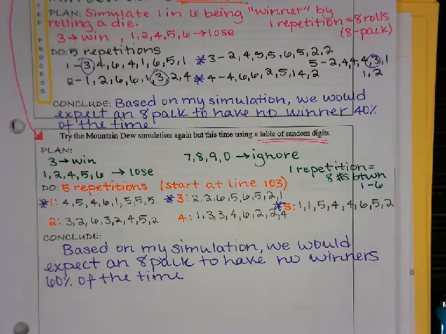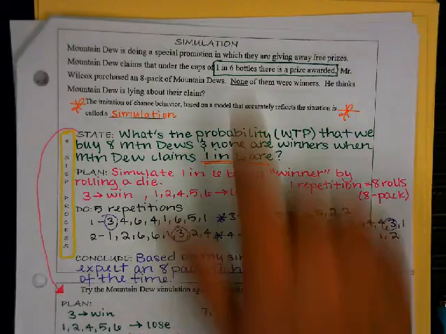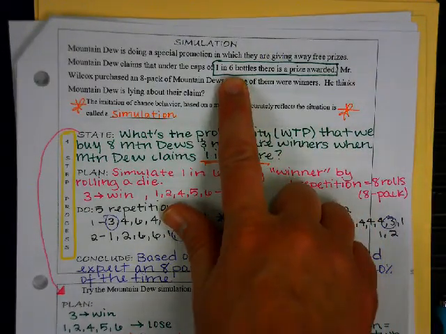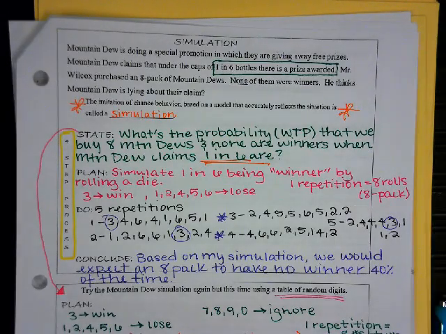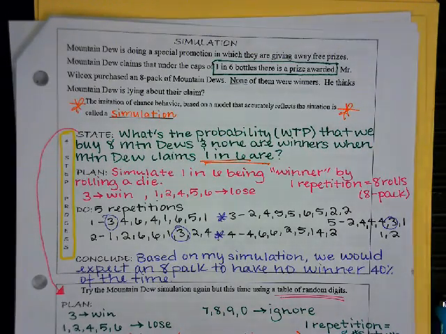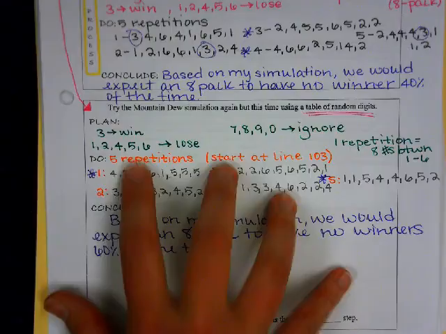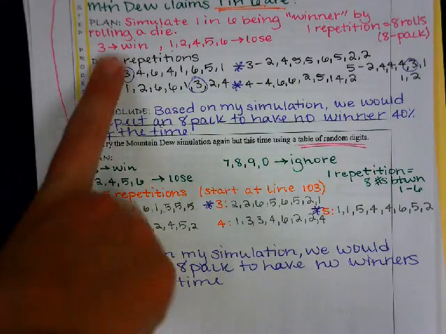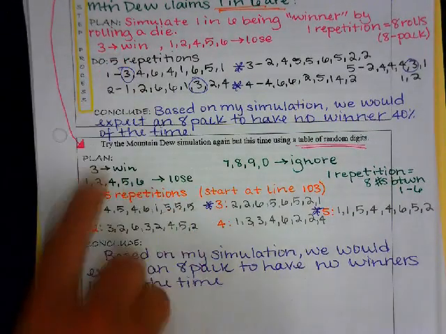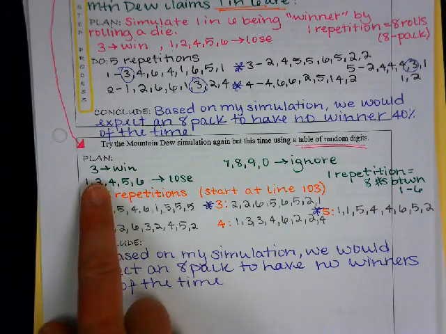Sorry. Why did we ignore this number? So the claim is that 1 in 6 is a winner. So there are 6 possible outcomes. One outcome is I win, and the other 5 are that I lose. So I chose 1 through 6 to work with, and just to make sure that it matched what I did yesterday, I said 3 was a winner, 1, 2, 4, 5, 6 are losers.